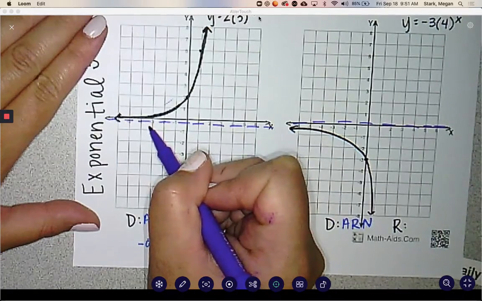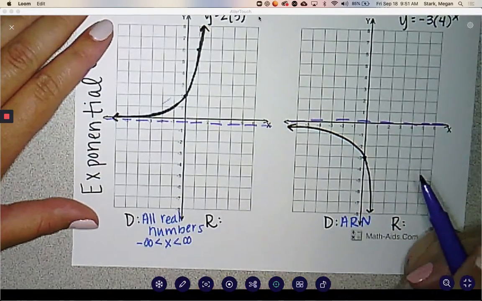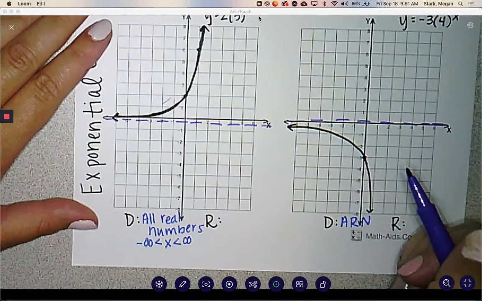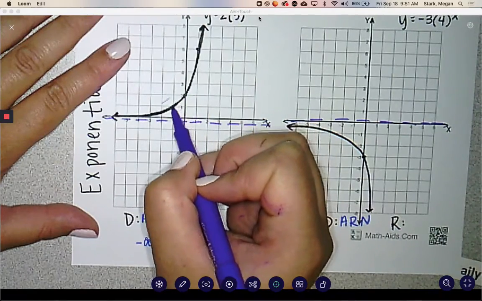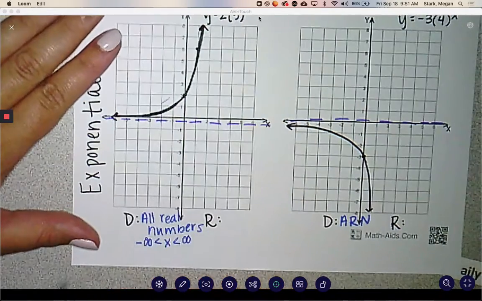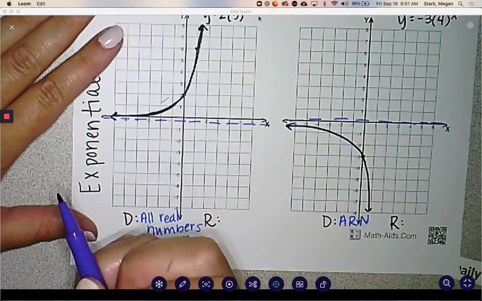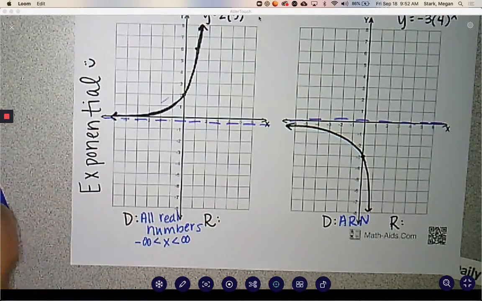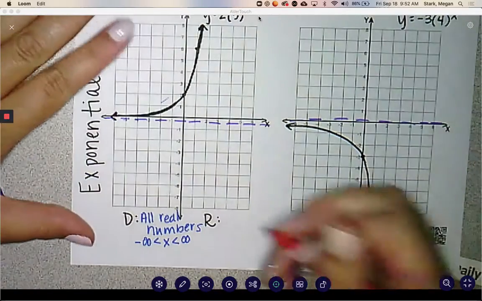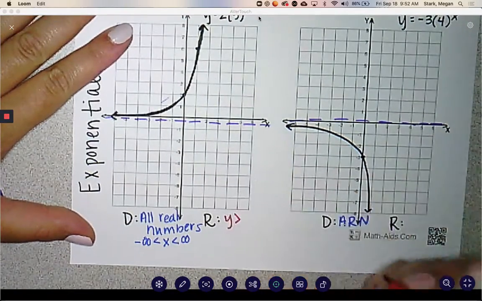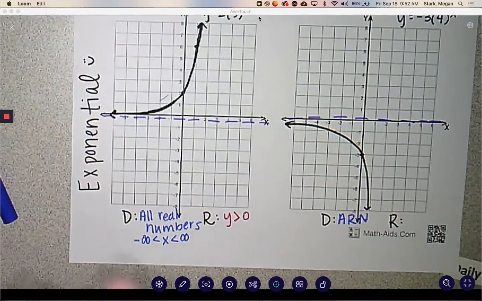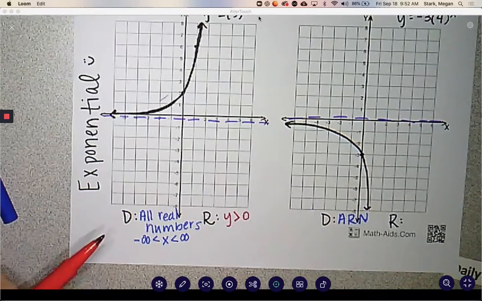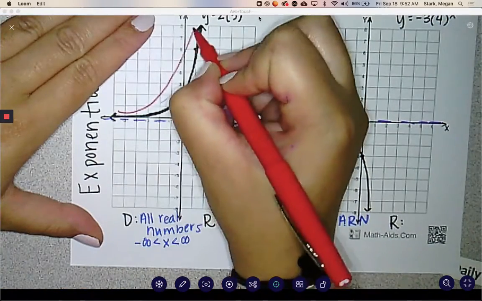Okay, so what is our range? Okay, our numbers, our y values are getting so tiny, but they will never actually reach 0. So that means our y values are going to be greater than 0. They will never equal 0 because we have that asymptote there, but they will be greater than 0. Okay, because notice our graph goes up.